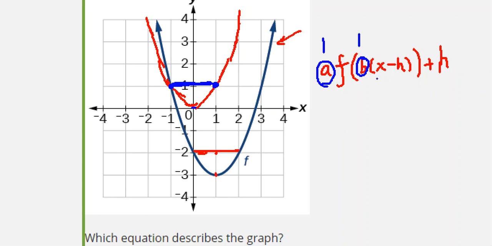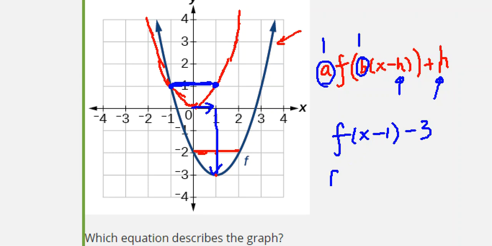And also, now we just need to identify the horizontal shift and the vertical shift, right? So by looking at the vertex, I see that the vertex is shifting horizontally by 1 unit. Therefore, I know this guy should be 1. So f of x minus 1 in this case. And the vertex is shifting down 3 units. Therefore, I know this has to be minus 3.